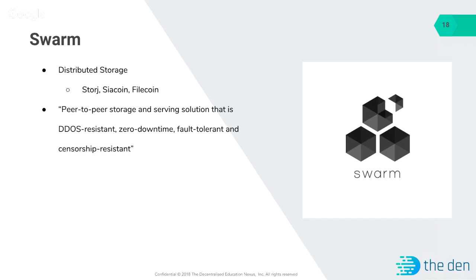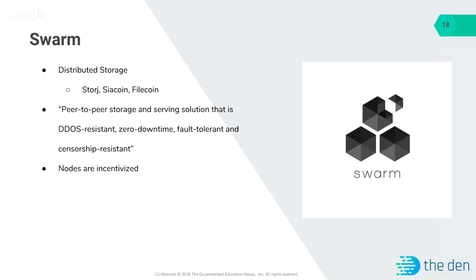All right, DDoS resistant, zero downtime, fault tolerant, censorship resistant, kind of everything that you would want out of a distributed service. And essentially, nodes are incentivized, so people will say, hey, I'm willing to pay $1 a gigabyte. That's probably way too high, but people are essentially able to just go and pay for space on people who are hosting data on this network.